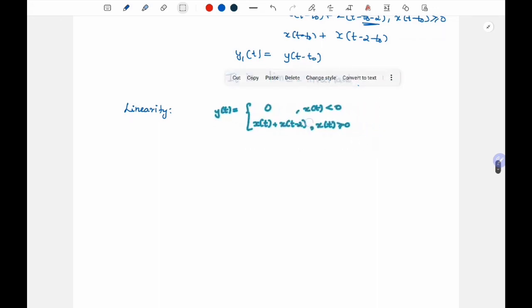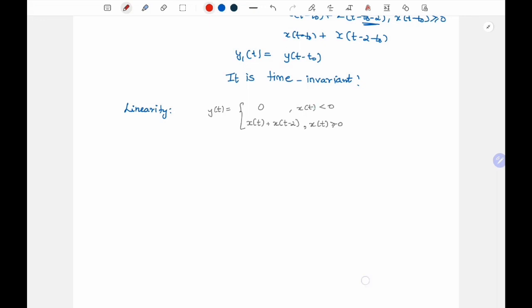So again, let's make a simple guess. You can see the value of y of t functionally depends on the sign of x of t, whether x of t is negative or positive, right? So now let's assume some x of t which is positive. Let x of t be greater than or equal to 0.